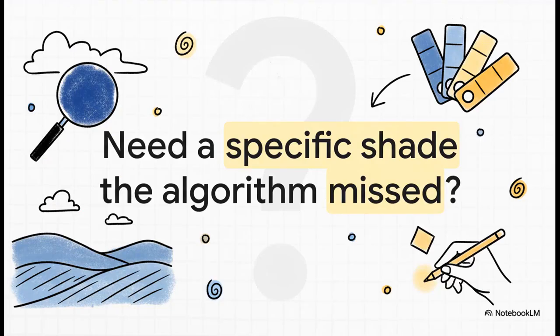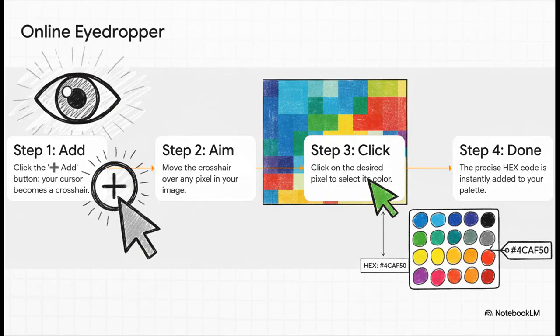So what happens when that automatic selection is close but not quite perfect? Maybe it missed that one specific shade of blue in the corner of the sky, or a subtle highlight you really want to capture. Well, the tool has a perfect solution for that. It's a built-in eyedropper tool, and it's so simple. You just click the Add button, your cursor turns into this little precision crosshair, and then you can click on any single pixel to add its exact hex code to your palette. You can add up to 15 of your own hand-picked colors, giving you a total of 20 colors to play with.